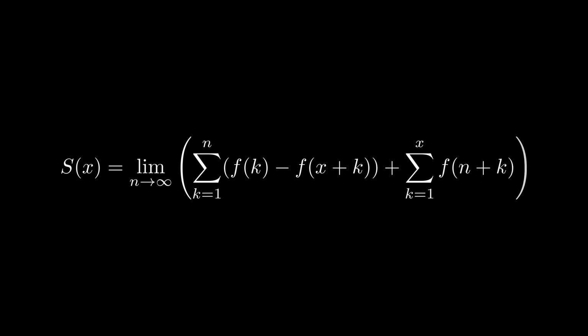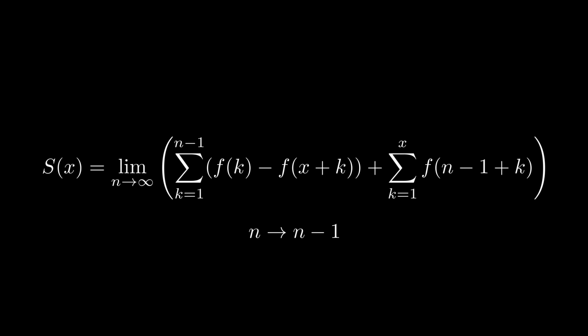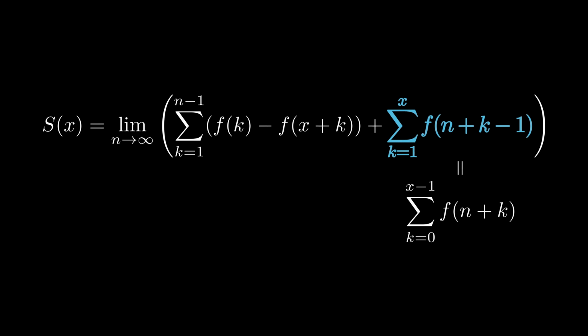Here's our main formula for s. The first step will be to make a couple superficial changes. First, I'll replace n with n minus 1, which doesn't change anything since we're taking the limit as n goes to infinity. Now, if we look at this sum, we're summing f of n plus k minus 1, with k going from 1 to x. But since we have k minus 1, this is the same thing as summing f of n plus k, where k ranges from 0 to x minus 1.